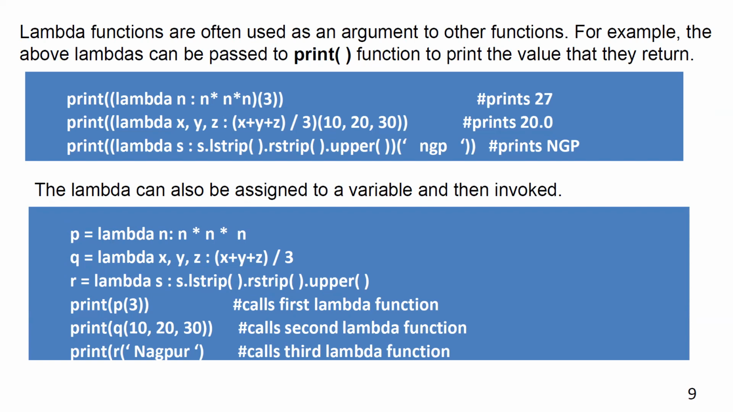Simply we can call it with print, because if you only use p of 3 it will return the value but it cannot be printed. So to get the output we use the print function: print p of 3, print q of 10 comma 20 comma 30, and print r of Nagpur.